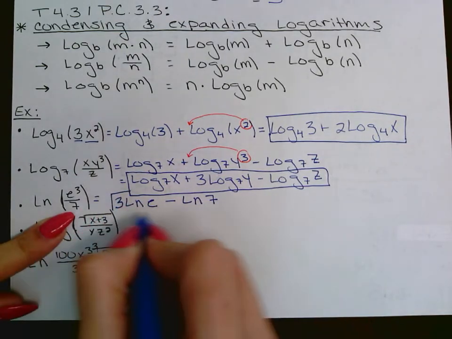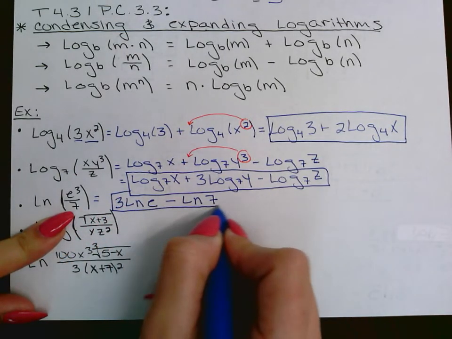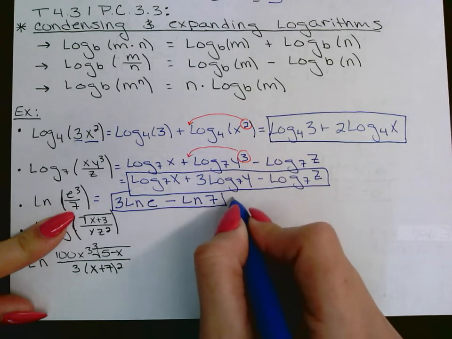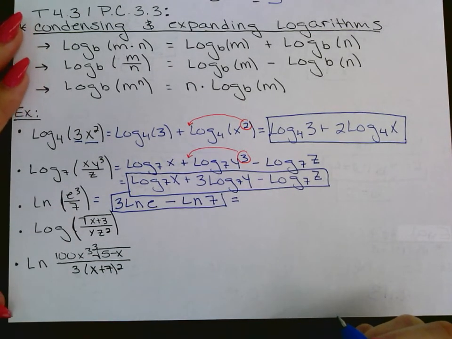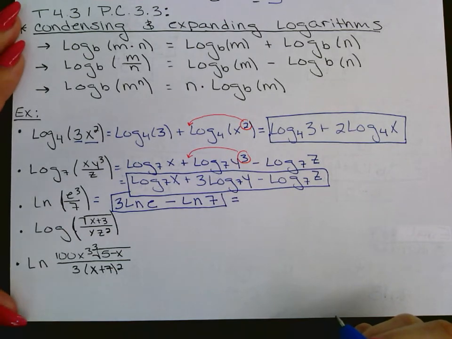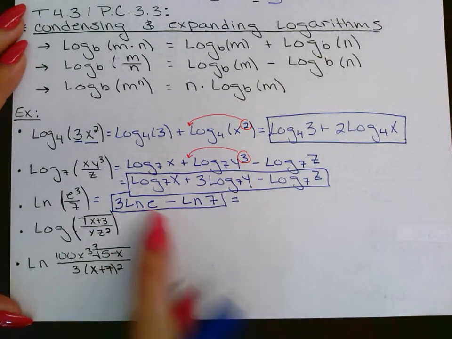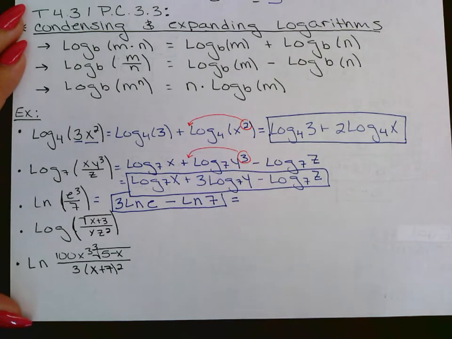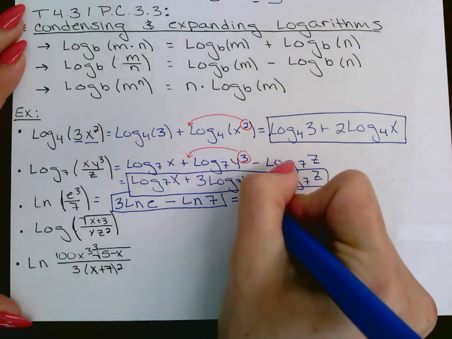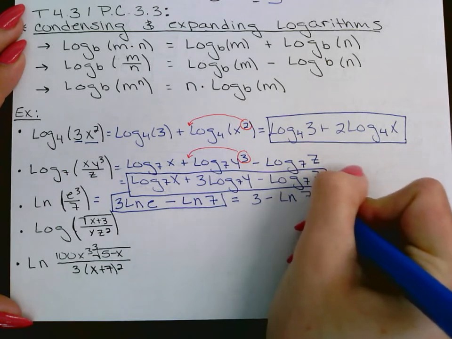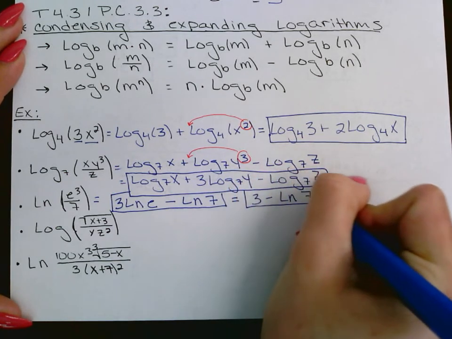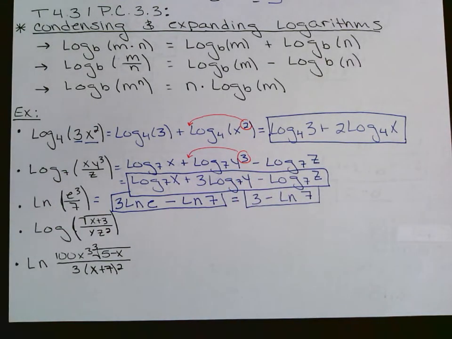Now this is an answer of an expansion, but do any of you see something that can get cleaned up there? Talk to me. ln of e does equal 1. So another option you could write is 3 times 1, which is just 3 minus ln of 7. Okay? I would accept either of those.